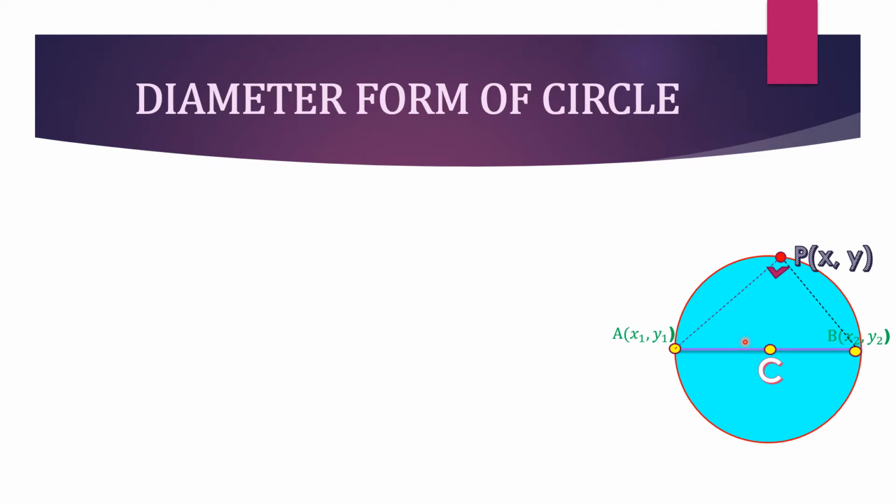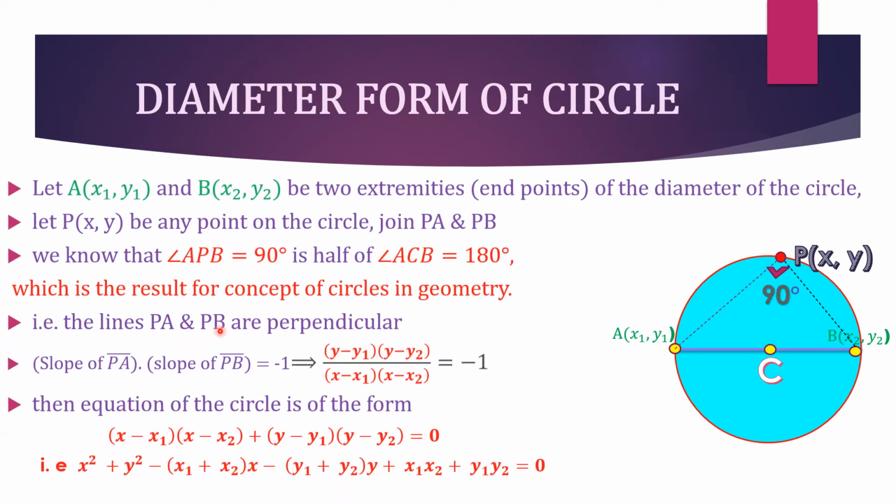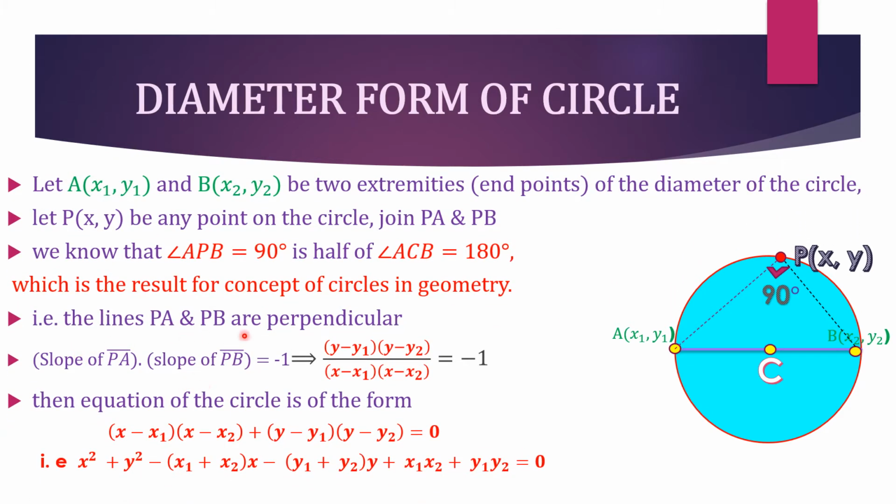In geometrical theory, the angle APB is half of angle ACB. Here we know that angle ACB equals 180 degrees. Therefore, angle APB is 90 degrees, because it is half of angle ACB. And we observe PA and PB are always perpendicular to each other. Therefore, the product of the slopes of these lines equals -1.